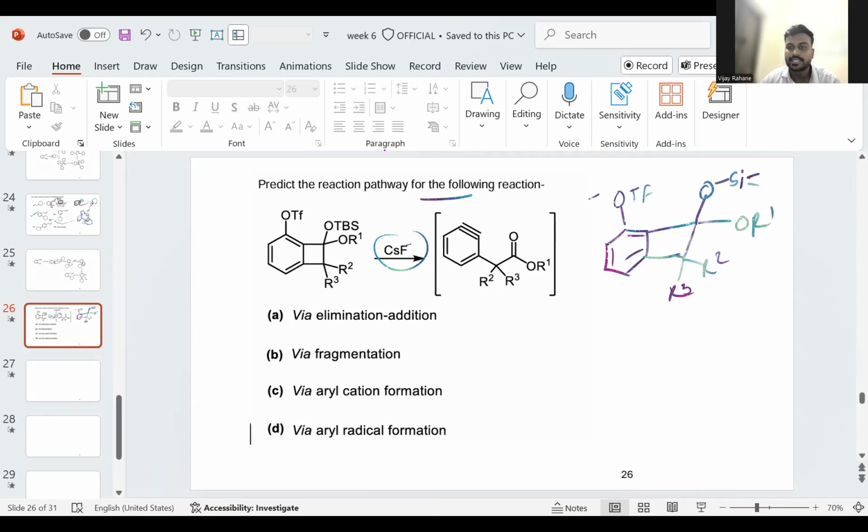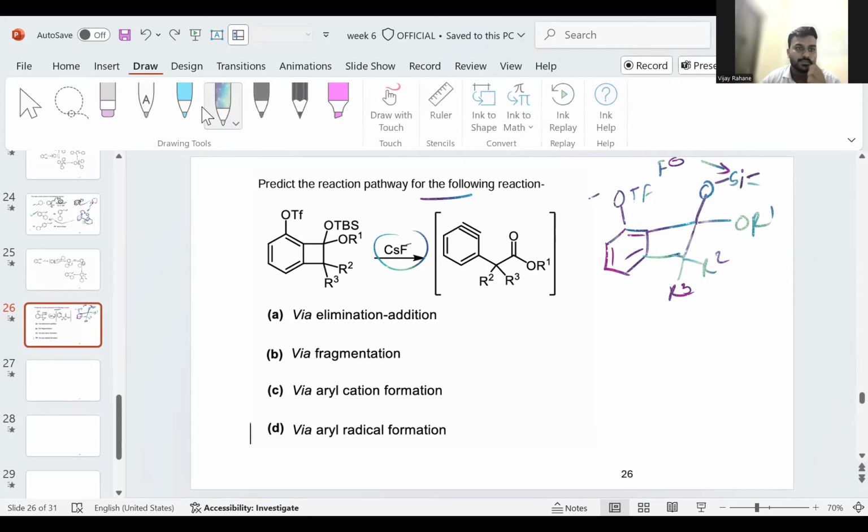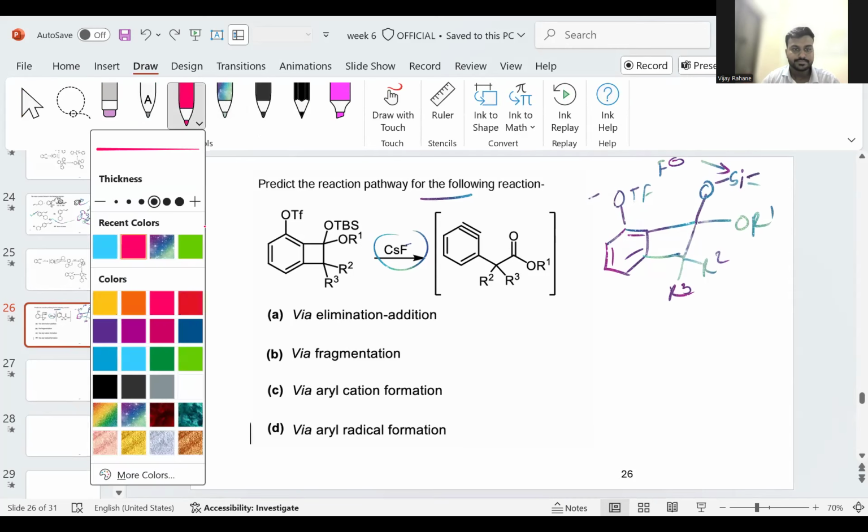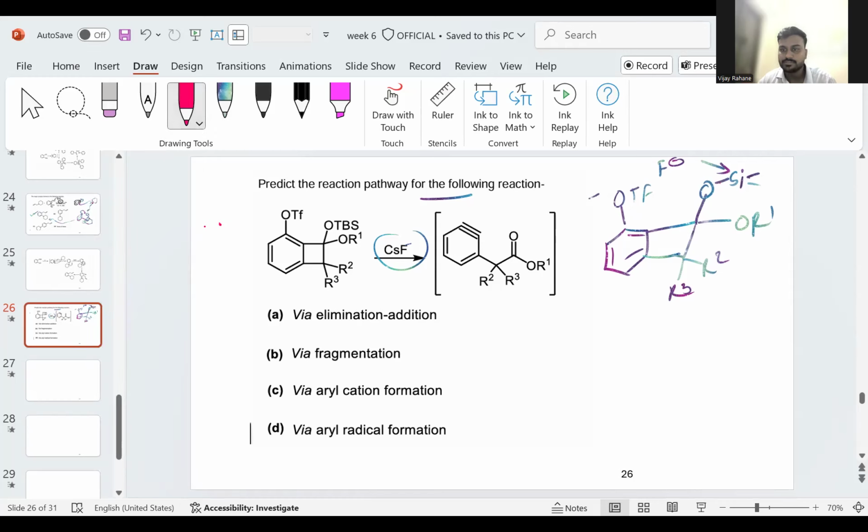So the F minus attacks on the silicon, this F negative, and as a result this bond moves here, then this bond goes here. I will draw the pushing arrows with some different colors, so it will be easy for you to understand. All right. So this bond moves here, this bond goes here, and this OTf gets eliminated. So now the benzyne is formed.